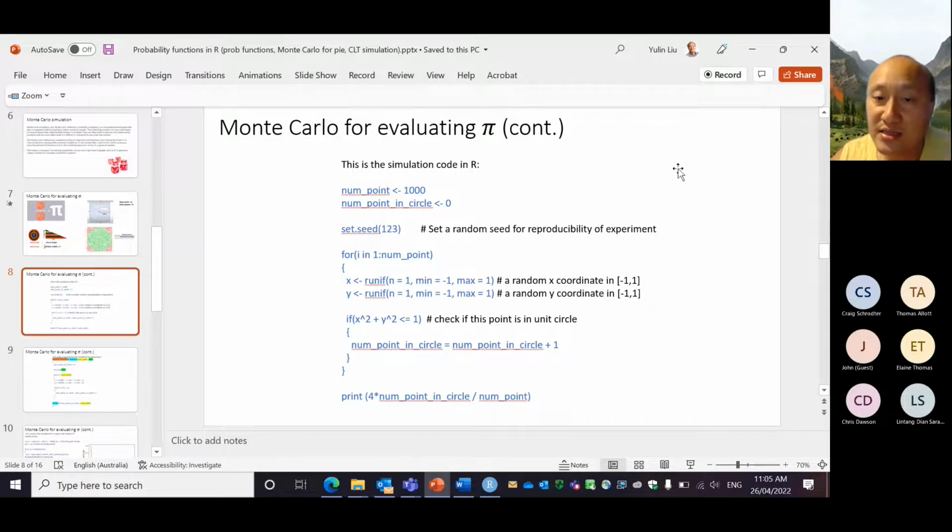That means within this domain, possible values from -1 to +1, the chance of seeing each value is the same. It's equal to see any value between +1 and -1. So I'm just using runif to generate the x and y coordinates of a random point within -1 and +1. And then I check if this point is within the circle or not.